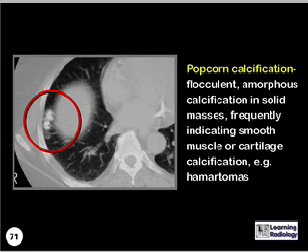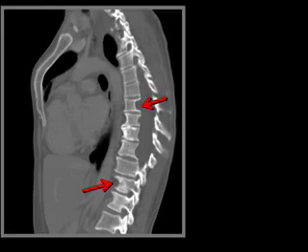This is popcorn calcification, flocculent amorphous calcification in solid masses, frequently indicating calcification of smooth muscle or cartilage, for example, in a hamartoma, as in this case. What sign is demonstrated here?